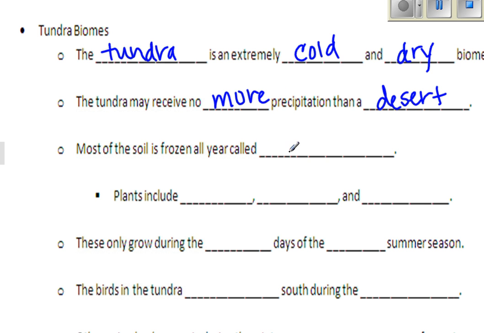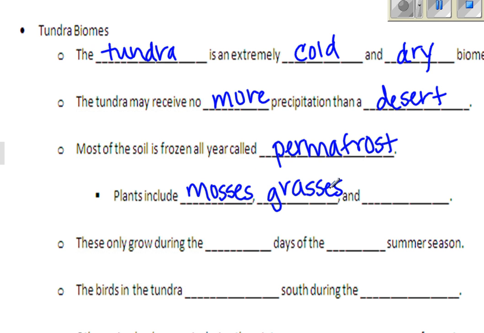Now most of the soil is frozen all year, and that's called permafrost. Special type of soil. It also has plants that include mosses, grasses, and shrubs. Now, these plants, they grow closer to the land for several reasons. Okay, it's one of their adaptations because it's able to adapt to that cold weather in that way.